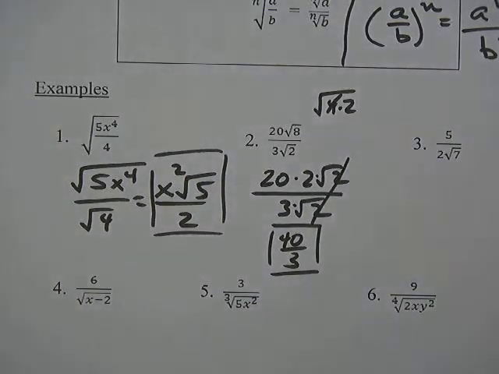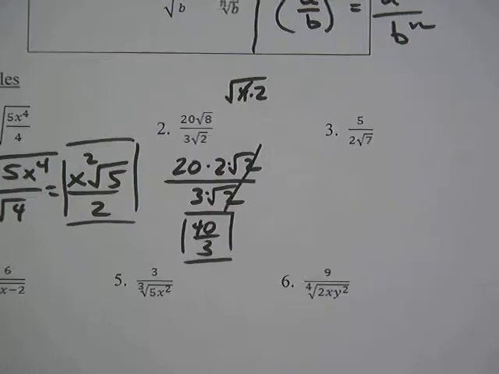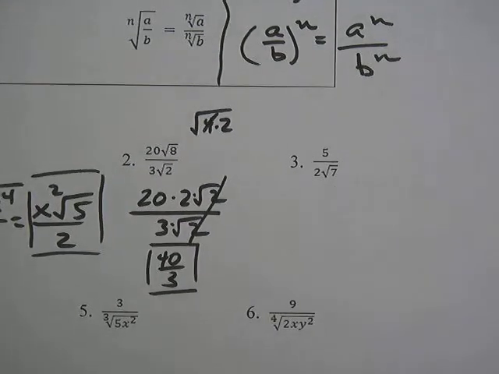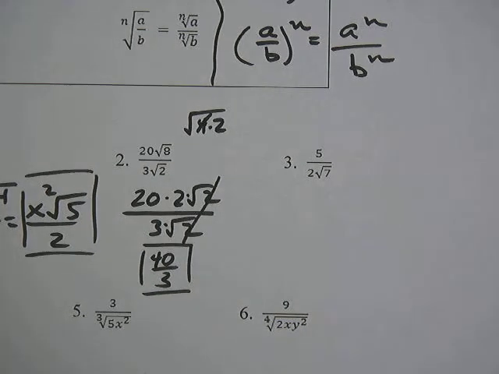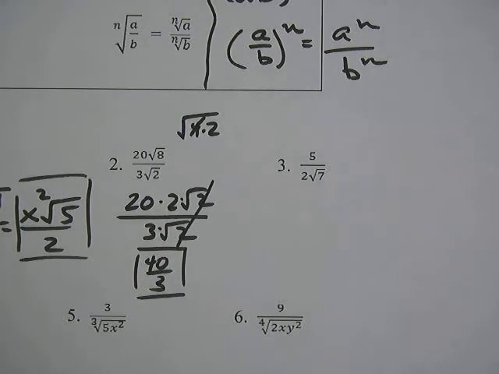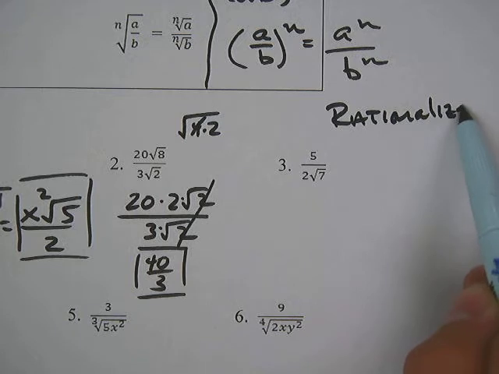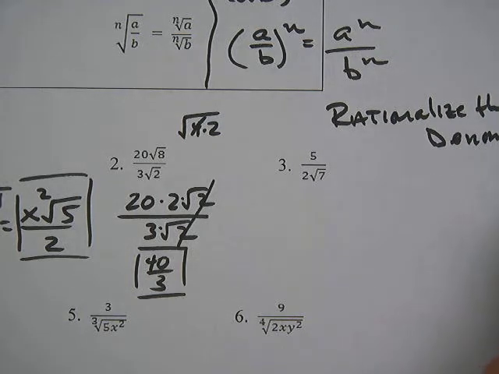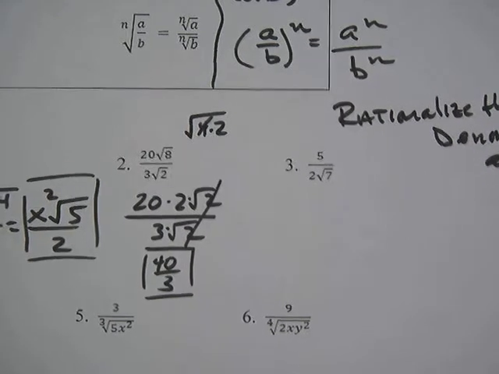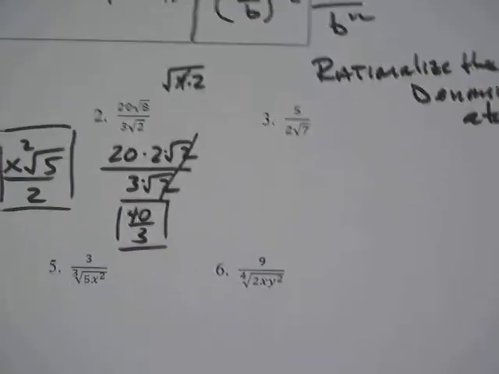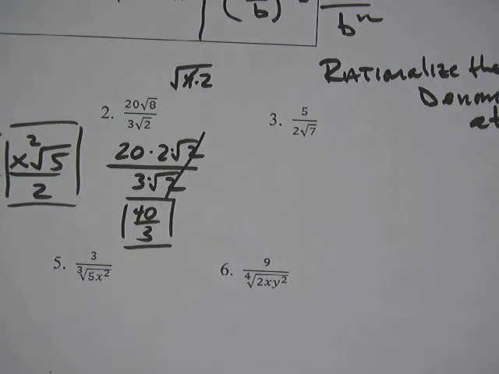Now again, that's not the only way you can solve that one, but that's a pretty simple way. Now what about this next one, number 3? There's not a whole lot we can do with it right away. But what we're going to have to do is something called rationalize the denominator. Oh, I'm going to run out of room. What that means is you're going to try to make the denominator a rational number.